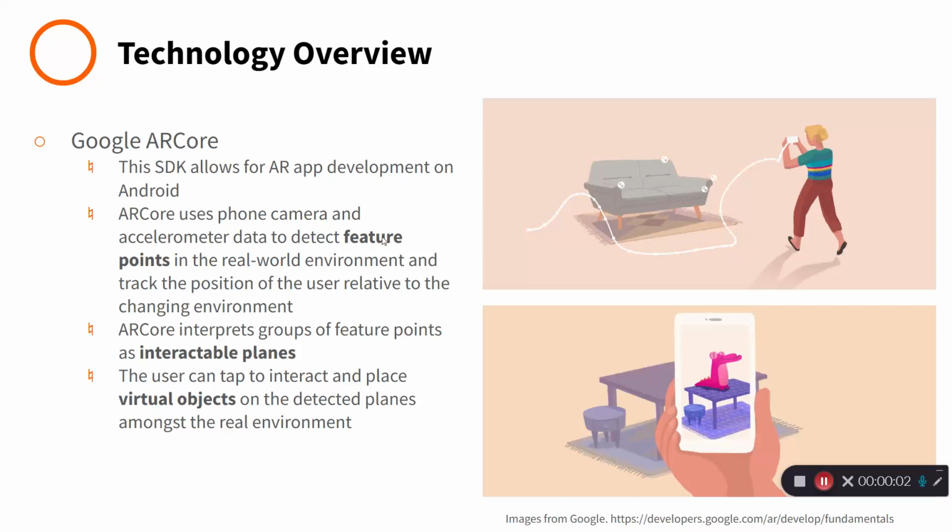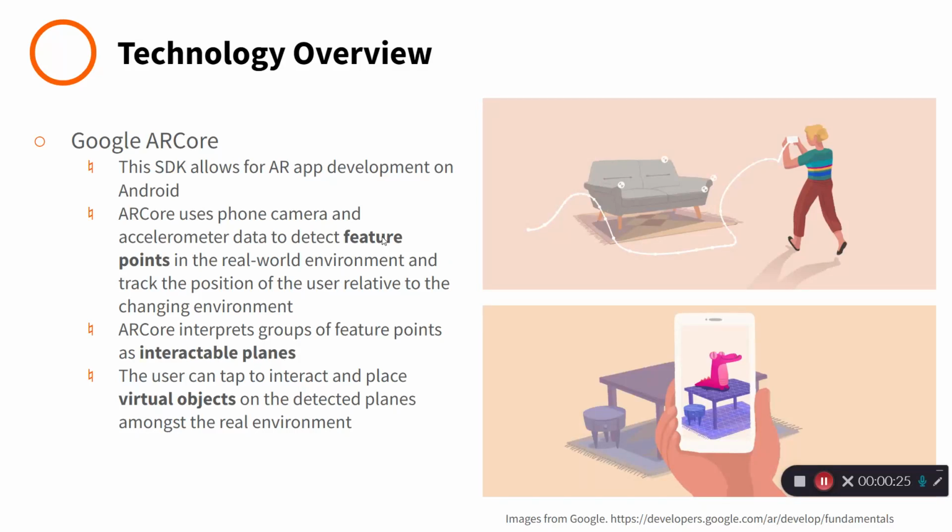I'd like to continue by discussing some of the key technologies used in our app. The main technology used here is Google's AR Core. AR Core is a software development kit that allows for AR app development on Android. And basically how it works is it uses your phone camera and accelerometer data to detect feature points in the real world environment, and also track the position of the user relative to the changing environment.